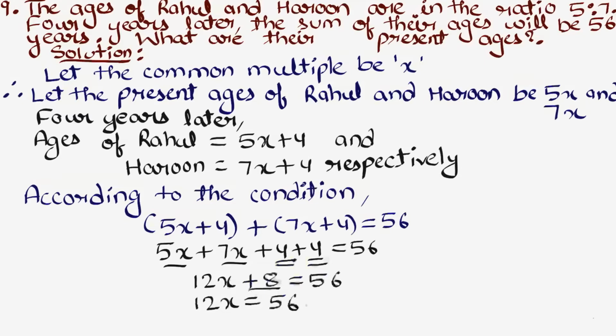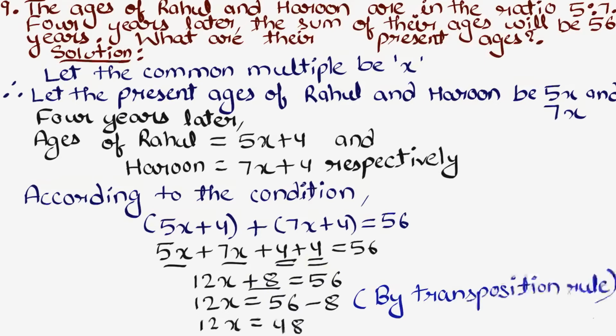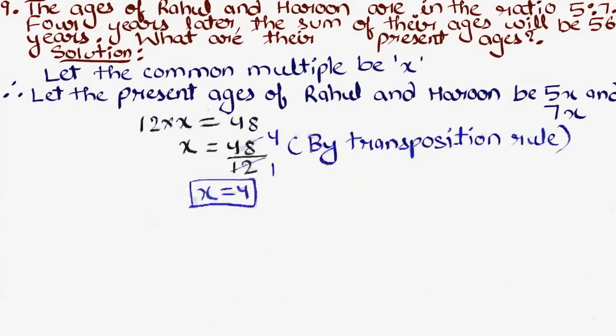Now according to the transposition rule, plus 8, when shifting from the left-hand side of the equation to the right side, would turn into minus 8. Now 56 minus 8 is 48, and 12 is multiplied with the variable. When it is switching to the other side, it would be divided on the other side. So we have x is equal to 48 upon 12. By the table of 12 we are going to divide this fraction. 12 ones are 12 and 12 fours are 48. So we have the value of x as 4.